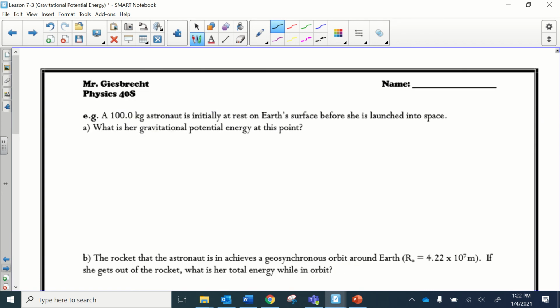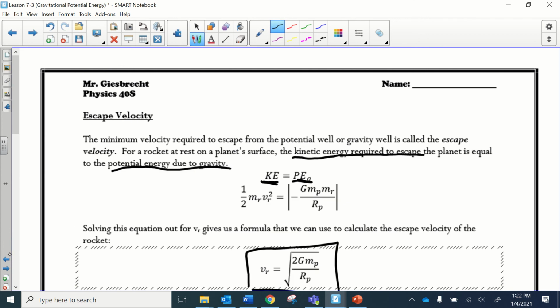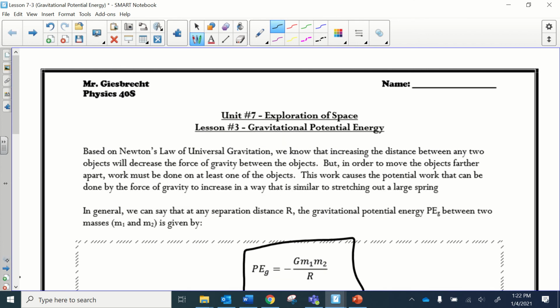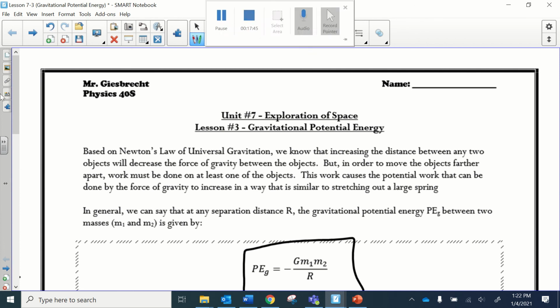So let's do a few questions. A 100-kilogram astronaut is initially at rest on Earth's surface before she is launched into space. What is her gravitational potential energy at this point? We've looked at like 100 formulas right now. Let's look at the one that's for gravitational potential energy. This one looks like it's for gravitational potential energy. It is negative GMm over R.